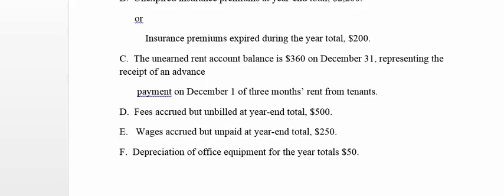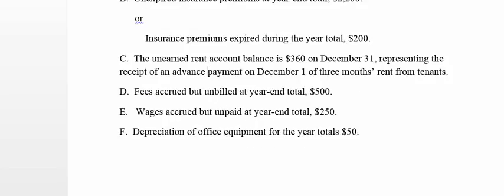Okay, next we'll move on to C. And let's read C in the adjusting information. The unearned rent account balance is $360 on December 31st, representing the receipt of an advance payment on December 1st of 3 months' rent from tenants.